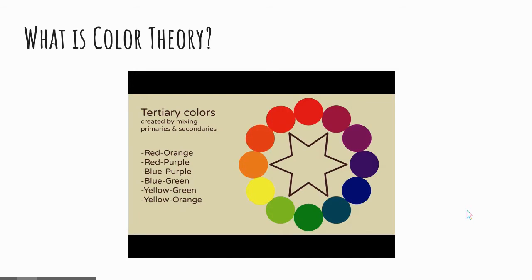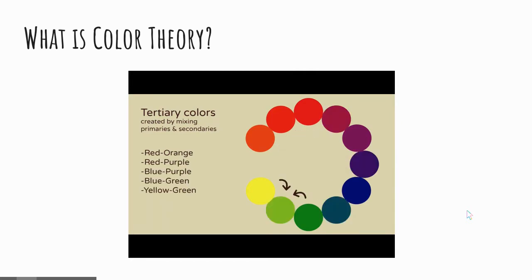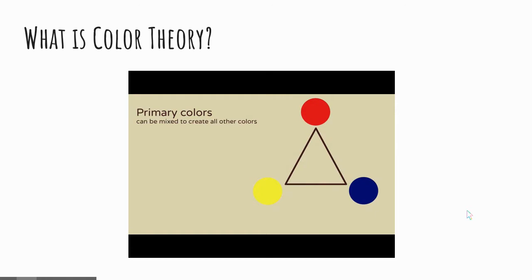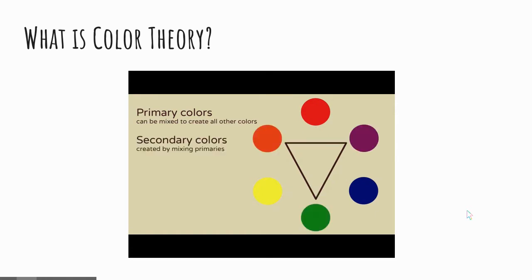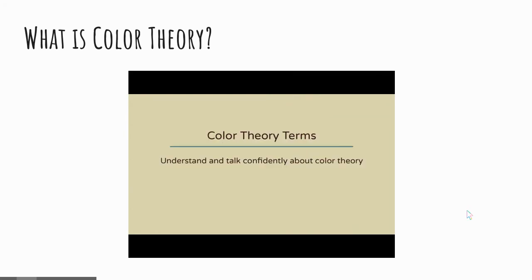Tertiary colors are created by mixing a primary color with a secondary color. These are red-orange, red-purple, blue-purple, blue-green, yellow-green, and yellow-orange. And now we have our basic color wheel. So to recap, you start with primaries, mix those to create secondaries, then mix one of each to create tertiaries. Now let's go over some basic terms to help you better understand and talk about color theory.